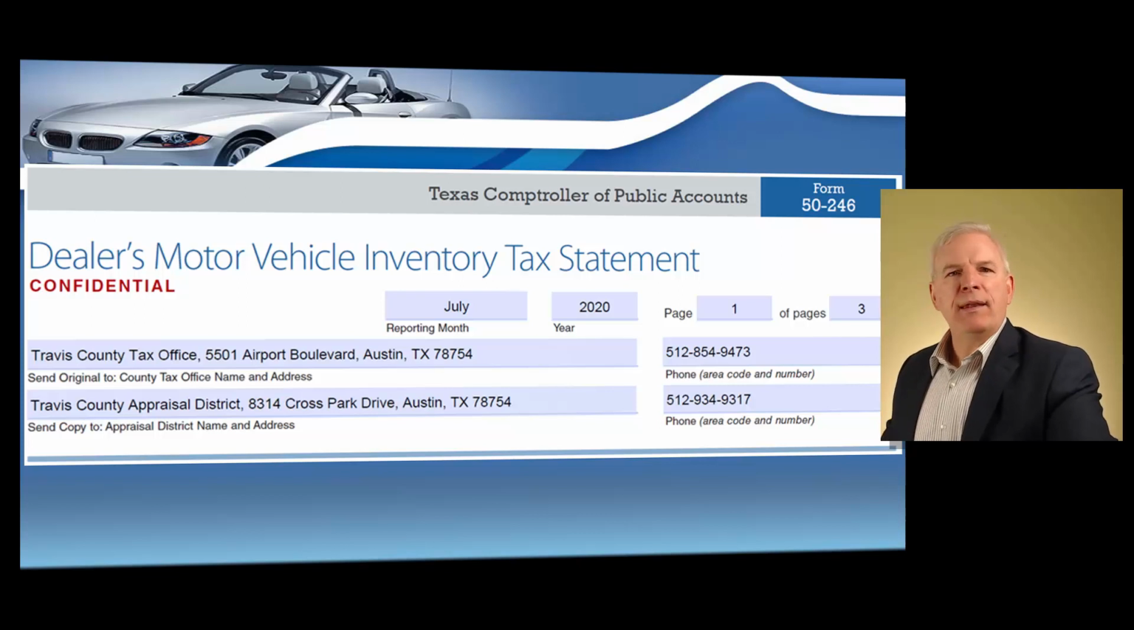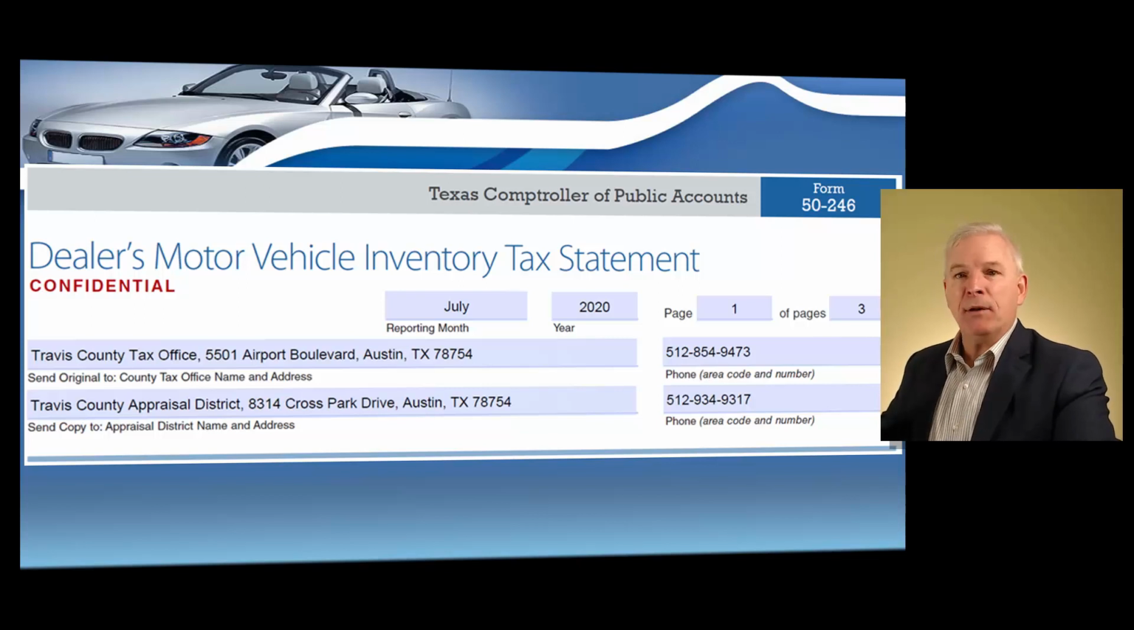Okay, so now starting off, this form is a little bit different than the vehicle declaration. Remember, this is the vehicle statement. There's the declaration that you file annually, and there's the statement which you file monthly. So this is a little bit different from the declaration form because this is filed every month. So you're going to enter the month and the year right there and the number of pages.